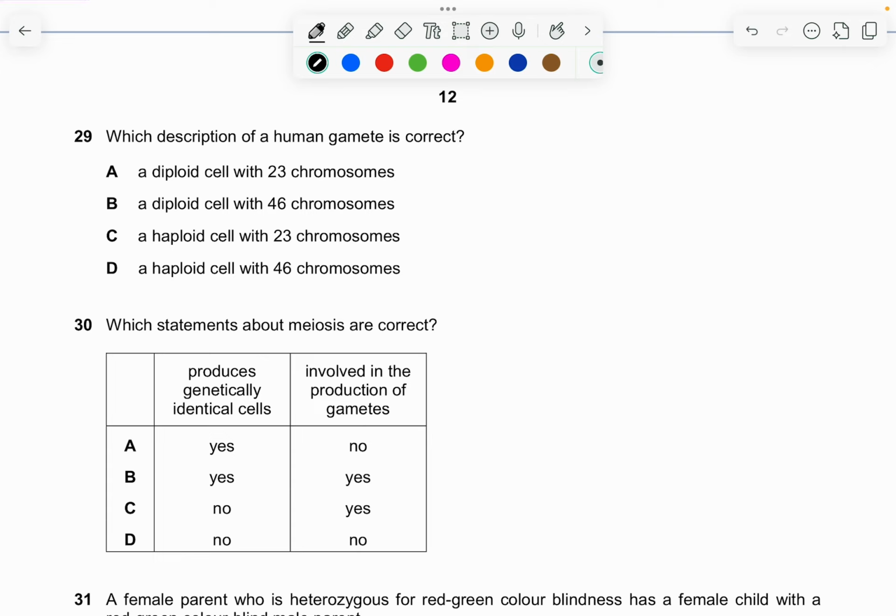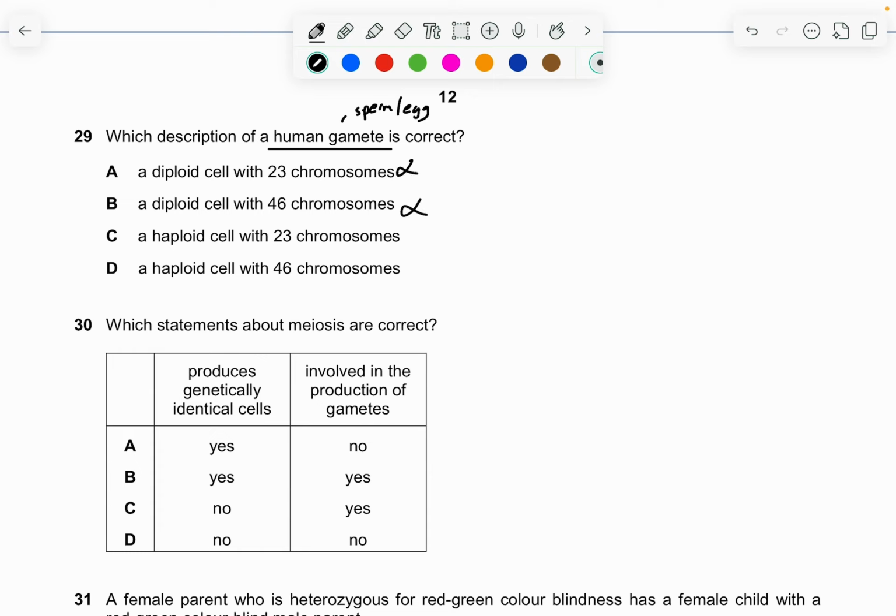Question 29. Which description of a human gamete is correct? A human gamete means a sperm or the egg. Sperm and eggs are all haploid. They are sex cells, not sex chromosomes. When the sperm and egg fuse together, they will form a diploid, so individually they are haploid.